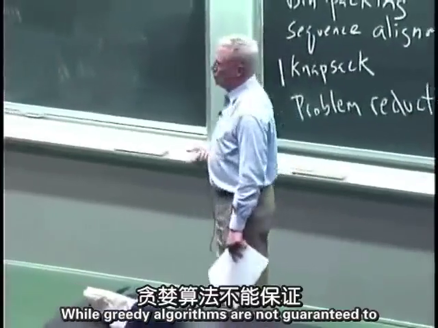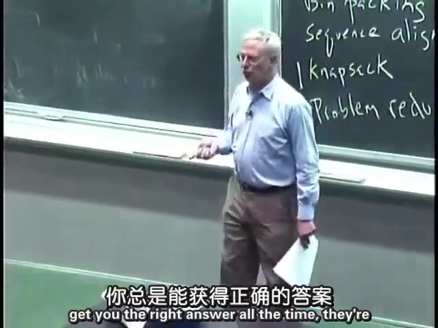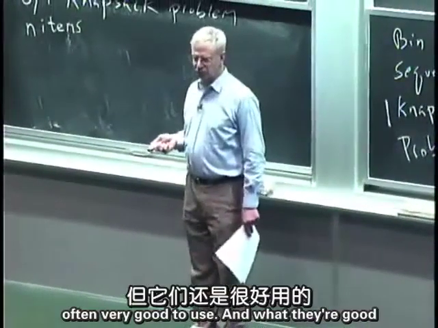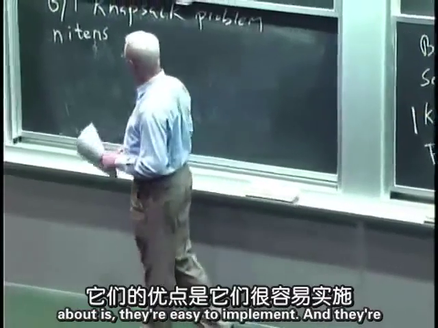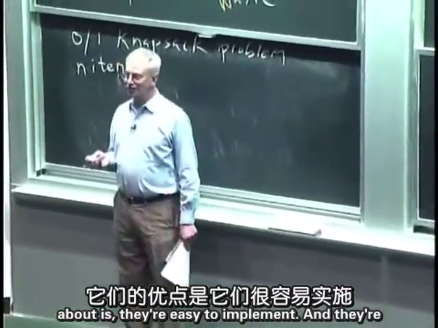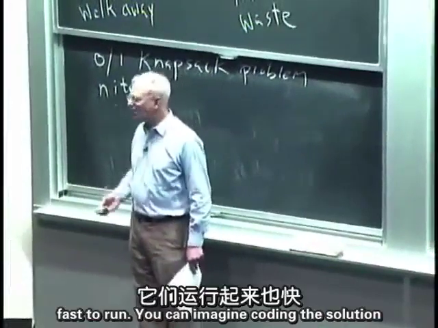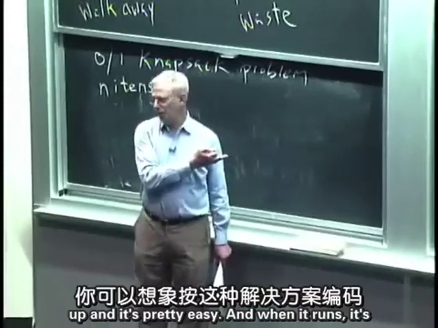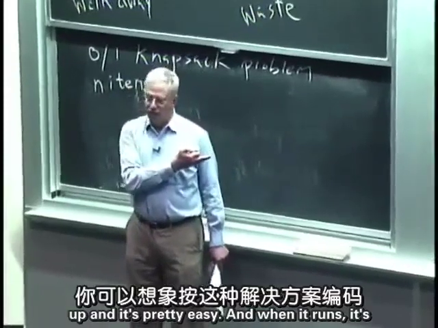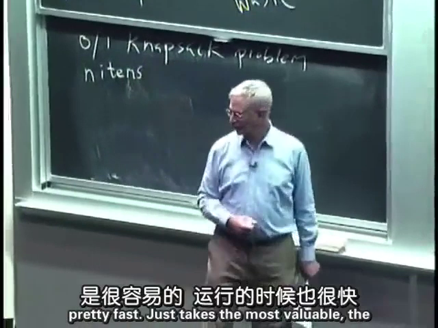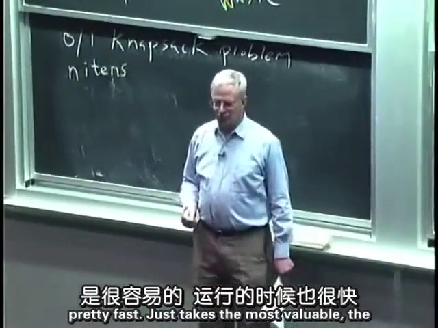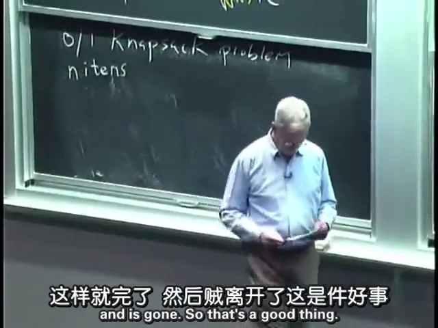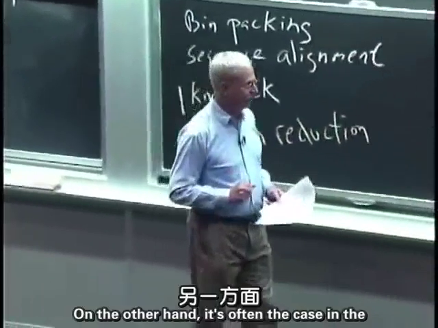Right? While greedy algorithms are not guaranteed to get you the right answer all the time, they're often very good to use. What they're good about is they're easy to implement and they're fast to run, right? You can imagine coding up the solution, and it's pretty easy. And when it runs, it's pretty fast. It just takes the most valuable, the next most valuable, the next most valuable, I'm done, and the thief leaves and is gone. So that's a good thing.